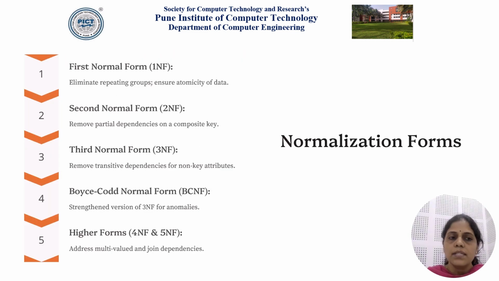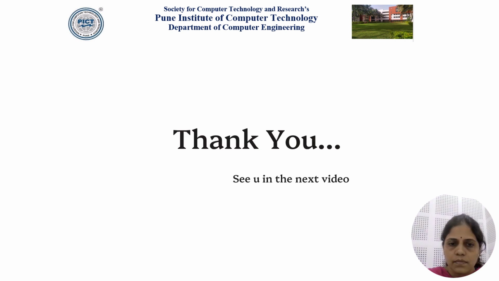So normalization is done basically in a number of stages, which are called normal forms. It starts from the first normal form, called 1NF, then second normal form, then third normal form, then Boyce-Codd normal form, and there are some higher normal forms also, called 4NF and 5NF. So in the next video we'll discuss those. Thank you, and see you in the next video.